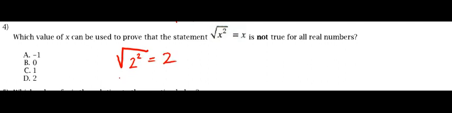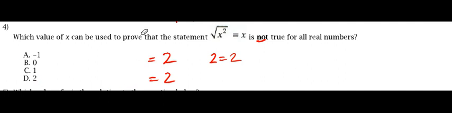Well, 2 squared is 4, so I get the square root of 4. Does that equal 2? Well, the square root of 4 is 2, so I get 2 equals 2. Okay, well that one didn't prove it was not true. It showed a true case, so that one doesn't really help me there. So let's look at another one. Let's try 1.